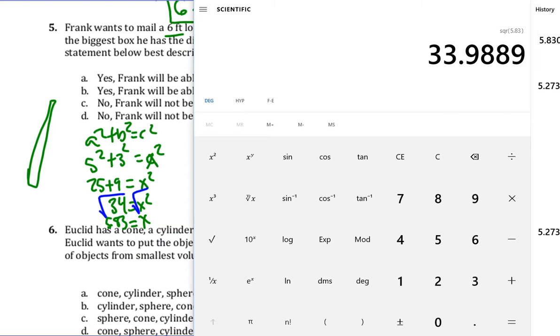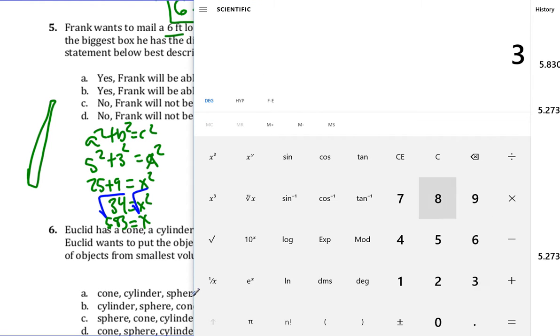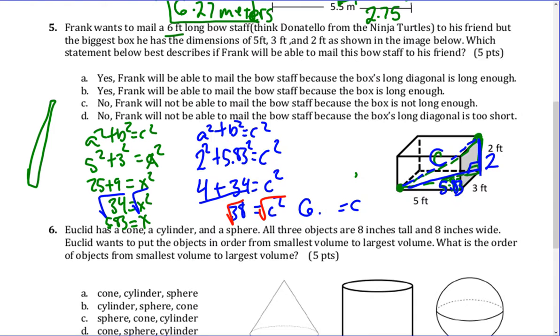Simplify. 4 plus 34 is 38. Square root both sides. And C equals something bigger than 6. Square root of 38 is 6.16 feet. So the longest possible distance in this box is 6.1 feet long. Will his 6-foot-long bow staff fit? Answer is yes, it will.